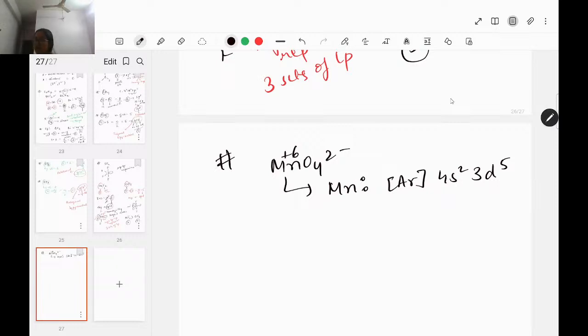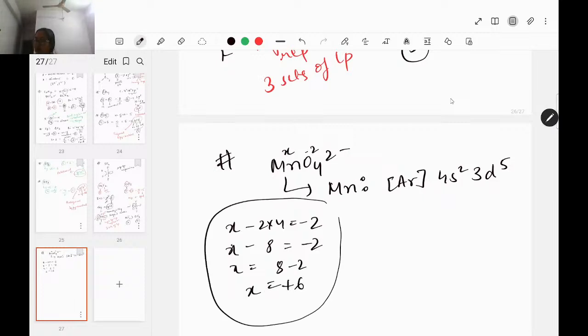In the oxidation state chapter, the oxidation state can be easily found out. We'll be discussing it in the other classes. If you want me to discuss, if the oxidation state is X over here and oxide has a charge of -2, so X minus 2 into 4 is equal to -2. So X minus 8 is equal to -2, X is equal to 8 minus 2, which is plus 6. So this is how you can find out. And how did we get this -2? Because the total charge of the molecule was -2.